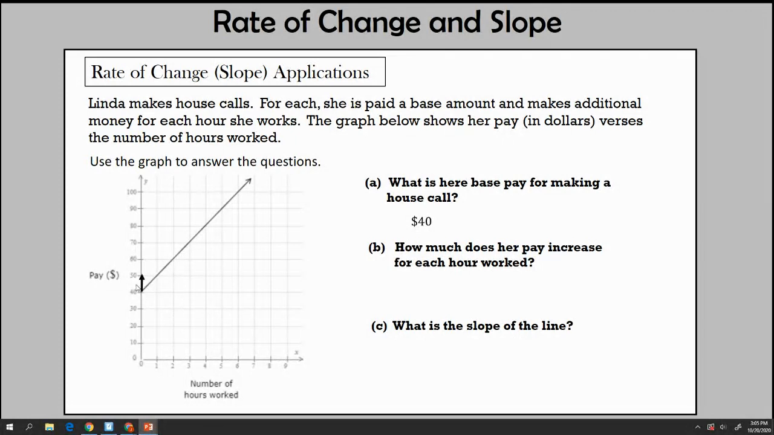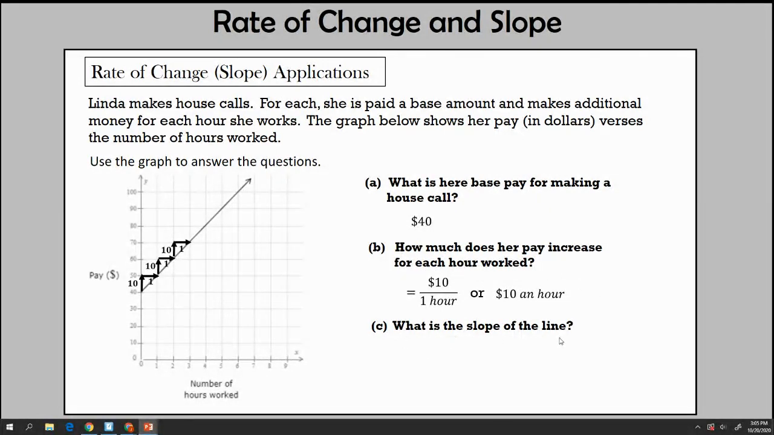If I go up 10 and over 1, I go to the next hour. So a rise of 10, a run of 1. And this is consistent. A rise of 10, a run of 1 to the next point. A rise of 10 from there, a run of 1 gets me to the next point. So what does that mean? That means rise over run, she's making $10 per 1 hour, or $10 an hour. This is a rate of change, $10 per hour, because we're labeling it.